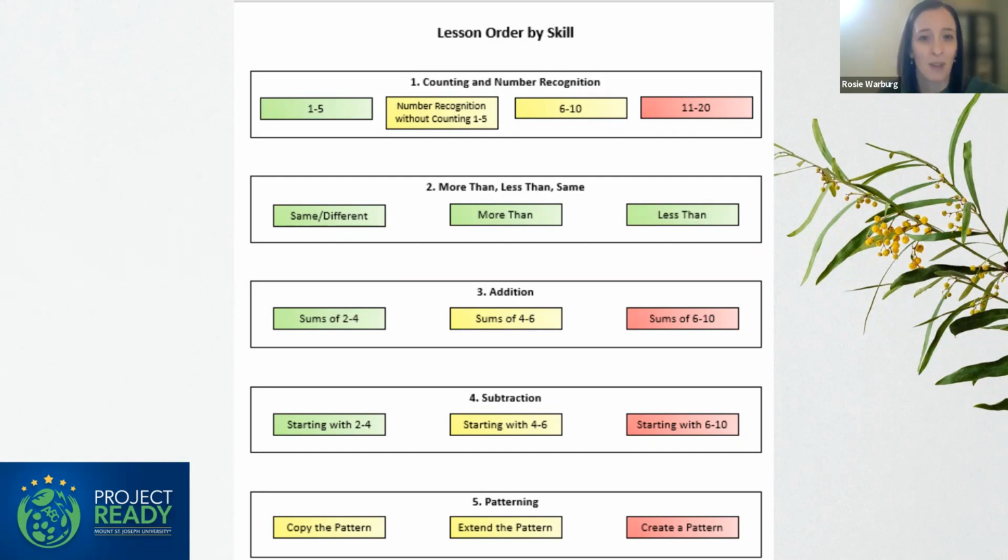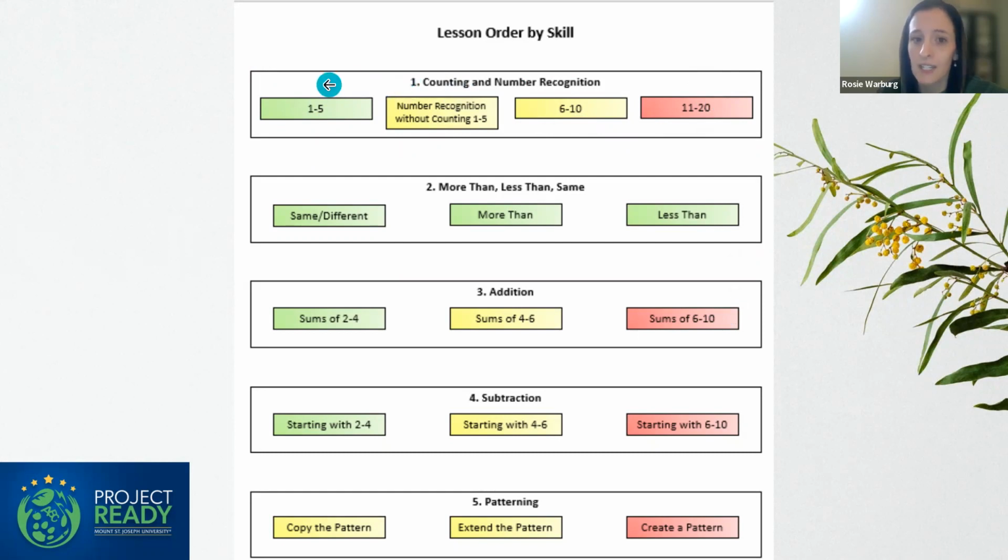And then we've also responded to the changes in the Ohio Early Learning Standards as well. So you can see here, working top to bottom and left to right, we have our skills listed out in order. Number one, the first skill that we target is counting and number recognition. As you go across left to right, we have sub-skills for counting and number recognition with numbers 1 to 5, number recognition without counting, numbers 1 to 5, counting and number recognition with numbers 6 to 10, and then counting and number recognition with numbers 11 to 20. So skills go top to bottom and left to right with sub-skills.